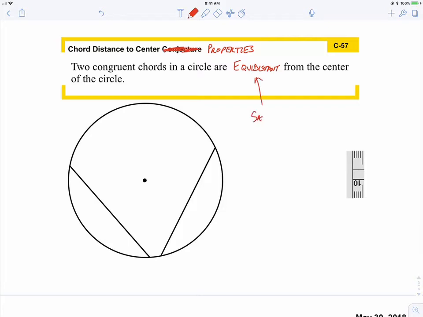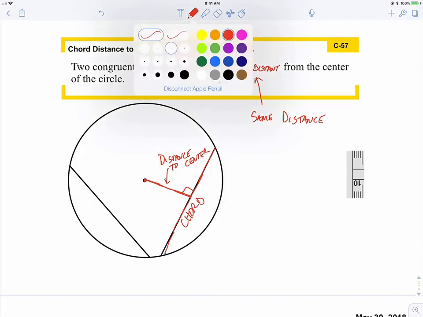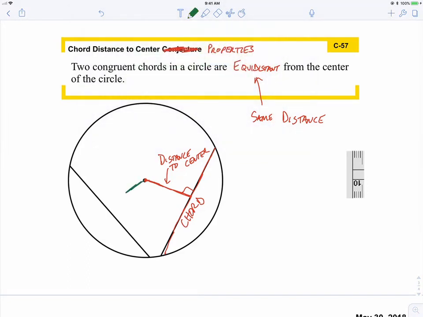Equidistant means same distance. Here's where we have to use that from the warm-up. If you want to measure the distance from a chord to the center, you draw the perpendicular segment. This segment represents the distance to the center from the chord. This is your chord. Right? So that distance, that red segment, will be the same as this green distance over here.